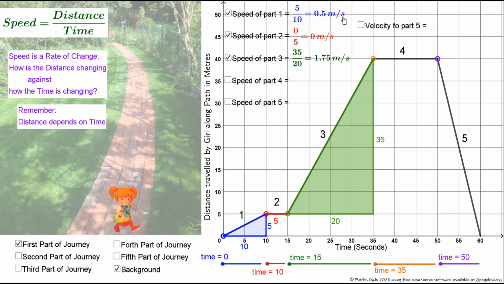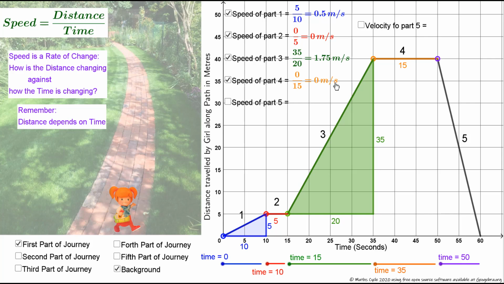Okay, so then we look at section 4. Now remember, her mum rang her during section 4, so she was standing still for those 15 seconds. So she's going to have absolutely no speed. Okay, and the numbers tell the same story. The time equals 15 seconds, but the distance is 0. So 0 over 15 is 0 meters per second.